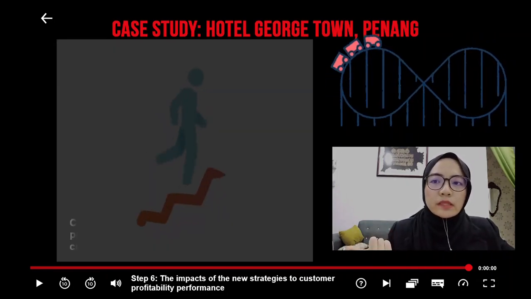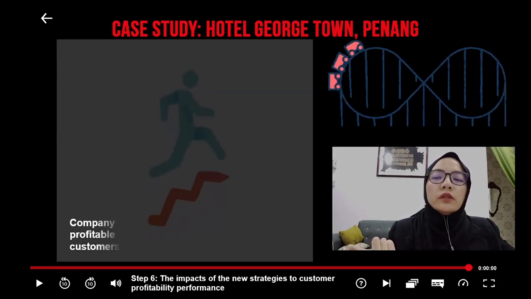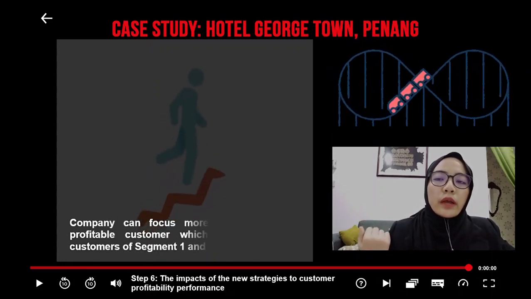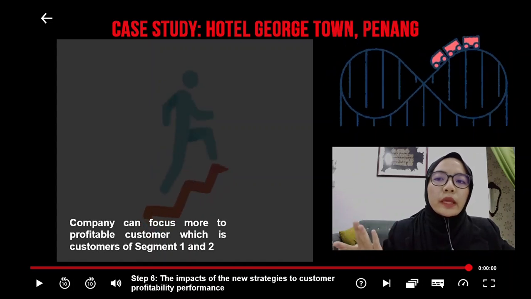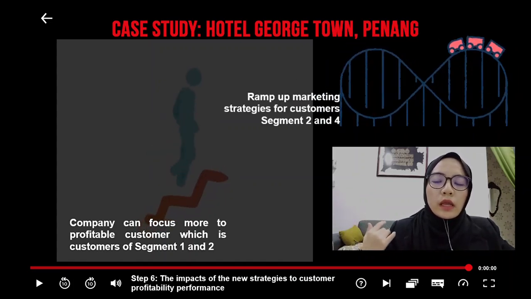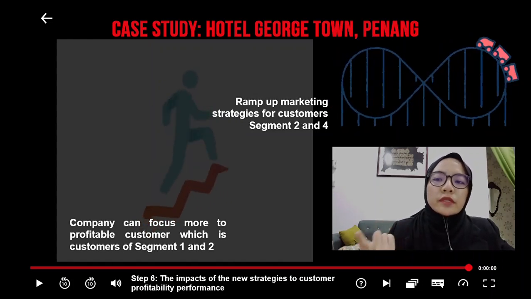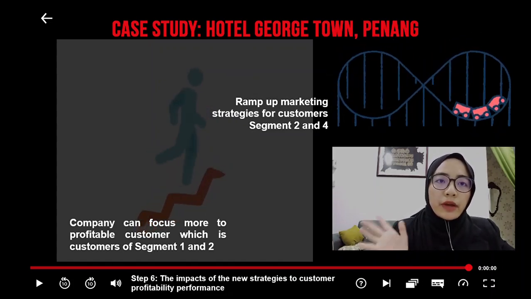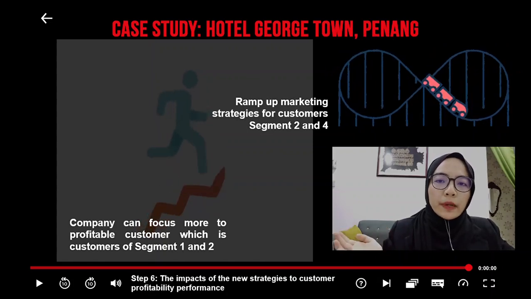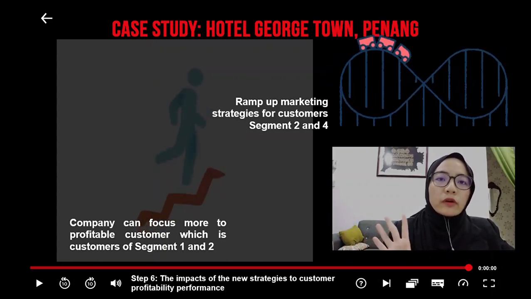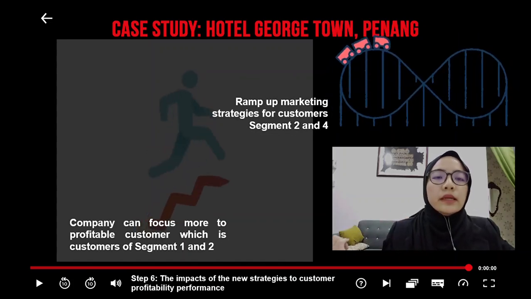The company can focus more on profitable customers, which are customers of segments 1 and 2, and reduce unprofitable, high-maintenance customers. Next, no additional investment is made on marketing activities for segments 2, 3, and 5. Last is to ramp up marketing strategies for customer segments 2 and 4.